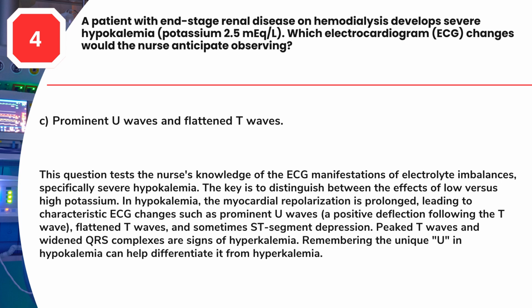In hypokalemia, the myocardial repolarization is prolonged, leading to characteristic ECG changes such as prominent U waves, a positive deflection following the T wave, flattened T waves, and sometimes ST segment depression. Peaked T waves and widened QRS complexes are signs of hyperkalemia. Remembering the unique U in hypokalemia can help differentiate it from hyperkalemia.